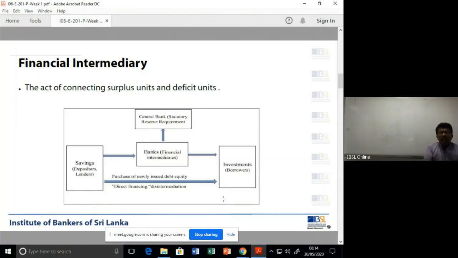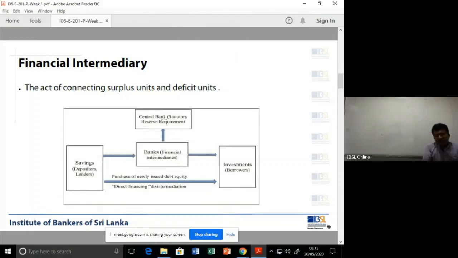Question number 1 is compulsory, and initially you have very short answers. MCQ, first 5 questions, then short answers. Now if you are asked a very direct question with a short answer expectation, what is a financial intermediary? It's very simple. The act of connecting surplus units and deficit units. Now you can see the graph. Savings, depositors, they hand it over to a bank, and you will find borrowers. And the financial intermediary can be a bank or a finance company or any other. It is regulated by a regulator, and most of the time that is the central bank.